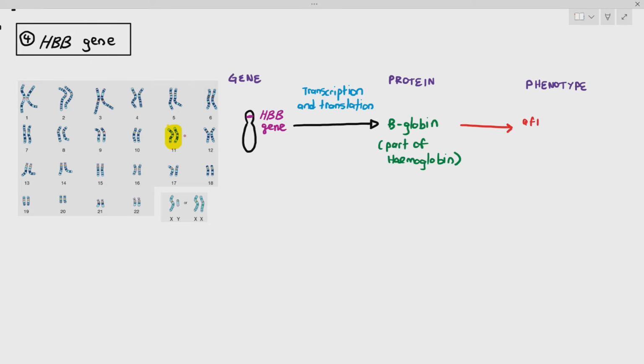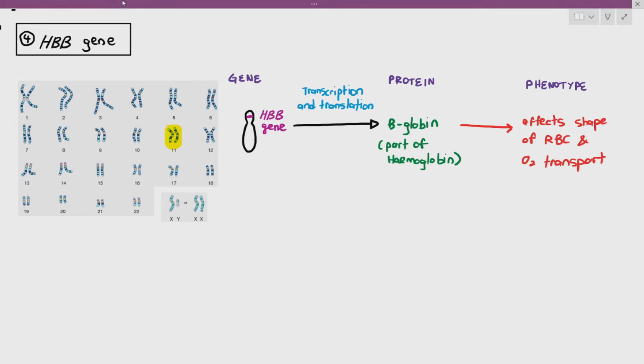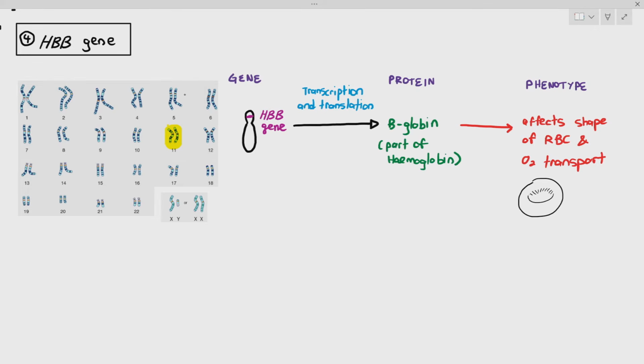Hemoglobin is a protein made up of 4 polypeptide chains, 2 alpha globins and 2 beta globins. So the HBB gene is actually coding for just the beta globin. We don't have to care about the alpha globin in this case. Now, the beta globin gets assembled into hemoglobin, and the hemoglobin affects the shape of red blood cells and oxygen transport. So if the person has a normal HBB gene, they will produce normal beta globin. So the shape of the red blood cell will be normal, biconcave shape, and oxygen transport will be fantastic.